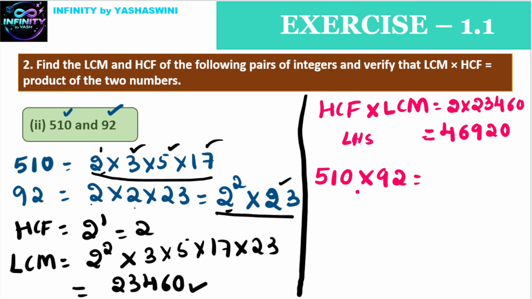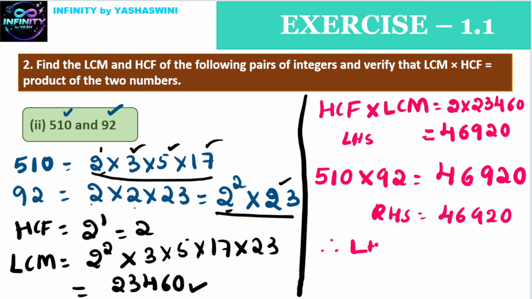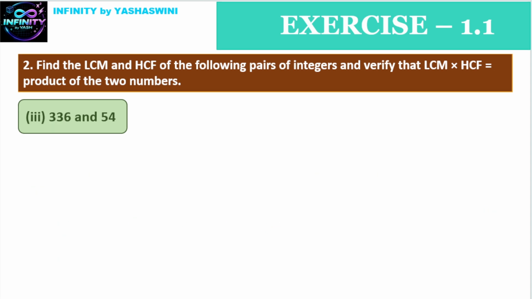Now we'll find the product of 510 and 92, which is the RHS. So when you multiply 510 and 92, you will get 46,920. Therefore, LHS is equal to RHS. So it is verified, right? LCM into HCF is always equal to the product of two numbers. Let's solve one more problem. You solve along with me.